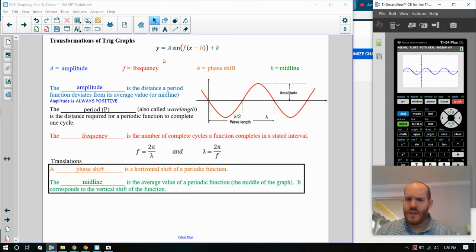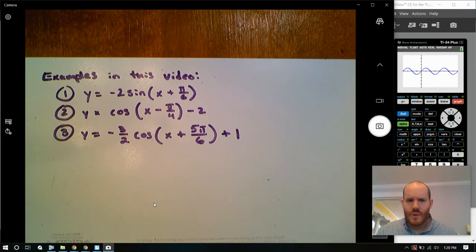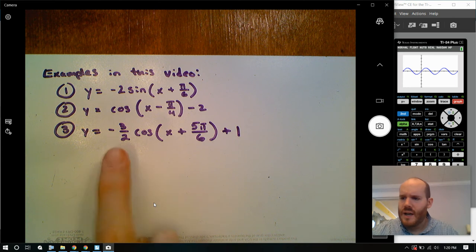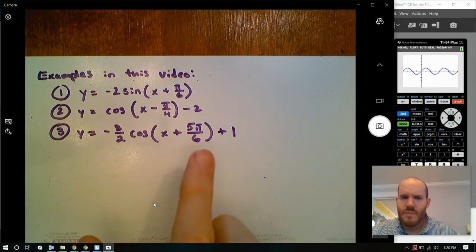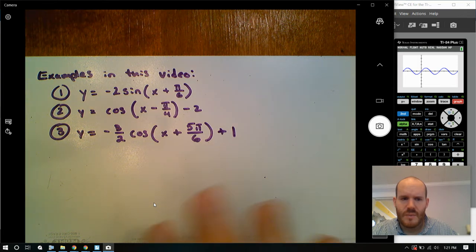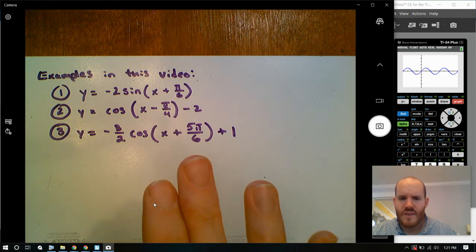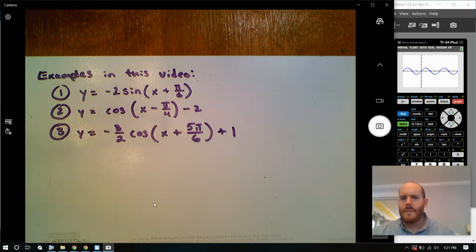So let's dive right in and look at a couple of examples. We're going to look at 3 examples over the course of this video, being y equals -2 sine of x plus pi over 6, y equals cosine of x minus pi over 4 minus 2, and y equals -3/2 cosine of quantity x plus 5 pi over 6 plus 1.